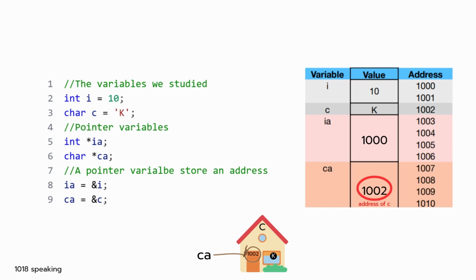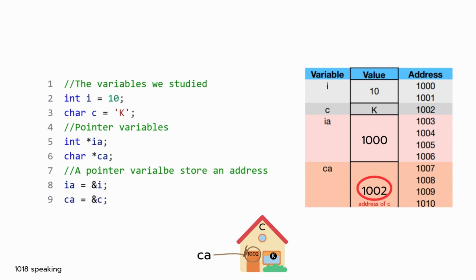So the pointers aren't holding the data directly. They're holding the directions to where the data is stored. In simple terms, i stores 10, c stores k, ia stores the address of i, ca stores the address of c. That's the main concept behind pointer variables. They don't hold values. They point to where values are located in memory.